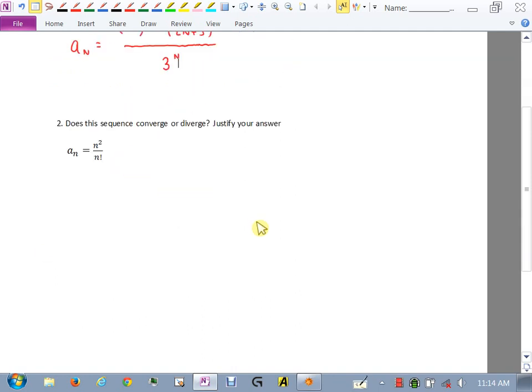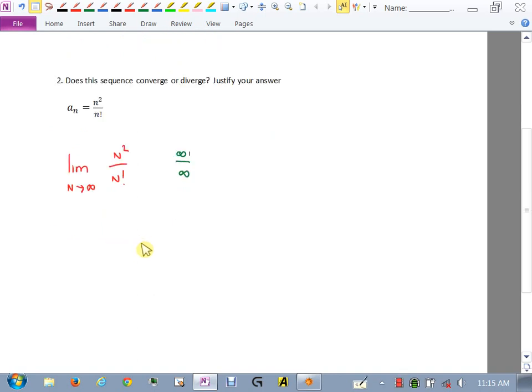All right, now this one. Does this sequence converge or diverge? Well, if I take a limit as n goes to infinity of n squared over n factorial, these both become infinite. So I have like an infinity over infinity. But you cannot use L'Hopital's rule because you have a factorial, and factorials, I told you, you can't use L'Hopital's rule when you have factorials.